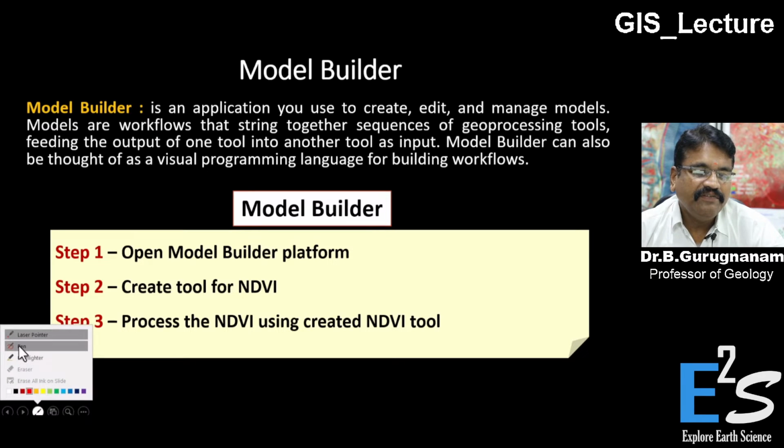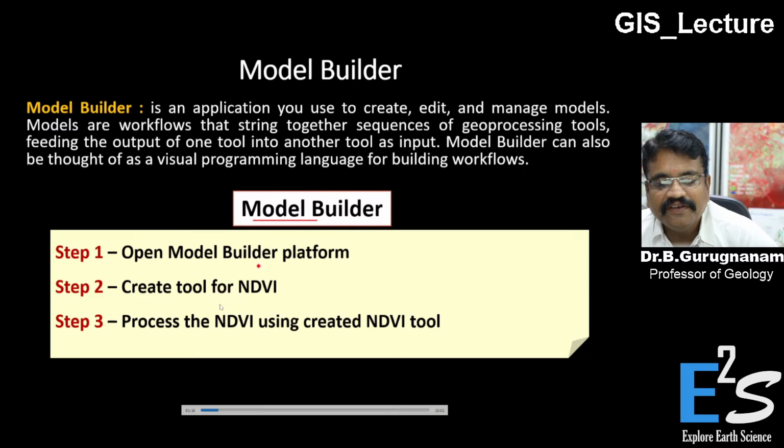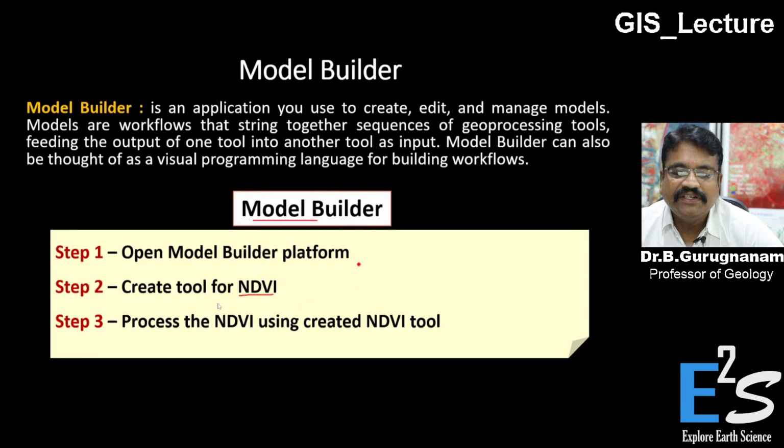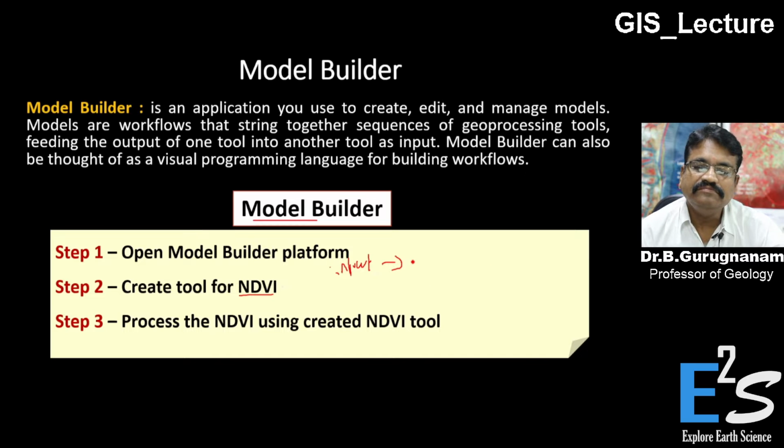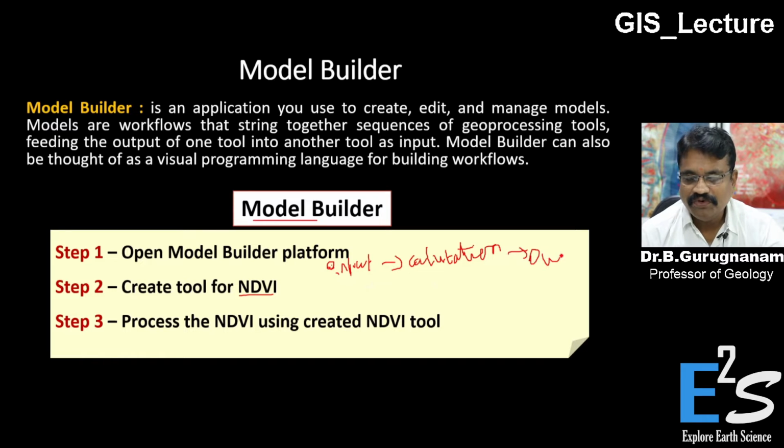By taking the NDVI process, as you know, NDVI is nothing but, I'll just write here, NDVI is equal to, that is a calculation, and you know the calculation. It is band 4 plus band 5 divided by band 4 minus band 5. That is the output. You will get the output.